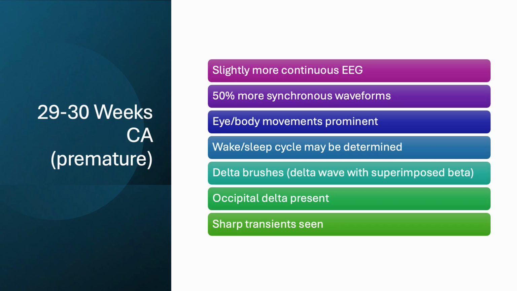Around 29 to 30 weeks, the EEG should become more continuous with less interbursts of flat activity and 50% more synchronous waveforms, meaning they occur at the same time. Eye and body movements have more force and meaning, and the wake and sleep cycle may be measured. The EEG shows a few new things, namely delta brushes, which are long delta waves with beta waves riding on the wave. I've got a slide to show you what those look like. There can also be delta waves in the occipital lobe as well as sharp transients, which are just sharp waves that happen spontaneously.